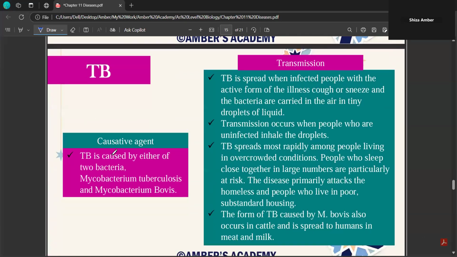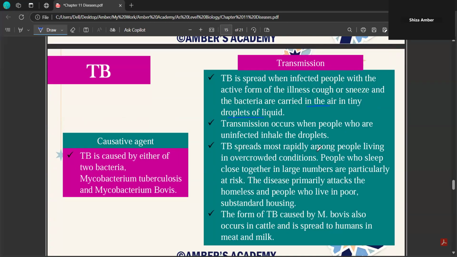Then last we have TB. TB is caused by either of two bacteria, Mycobacterium tuberculosis and Mycobacterium bovis. It is spread when infected people with the active form of the illness cough or sneeze, and the bacteria are carried in the air in tiny droplets of liquid. Transmission occurs when uninfected people inhale the droplets.